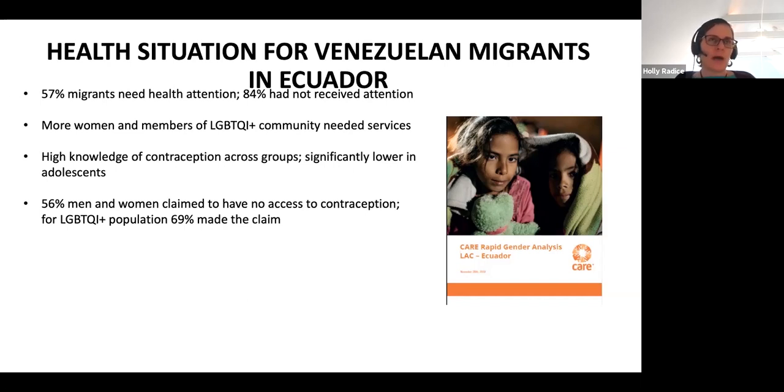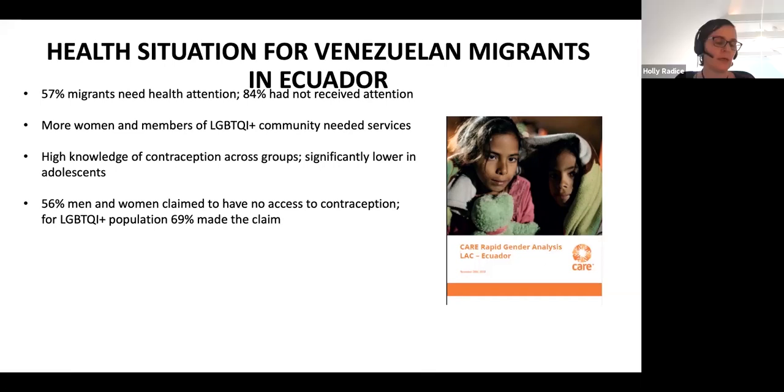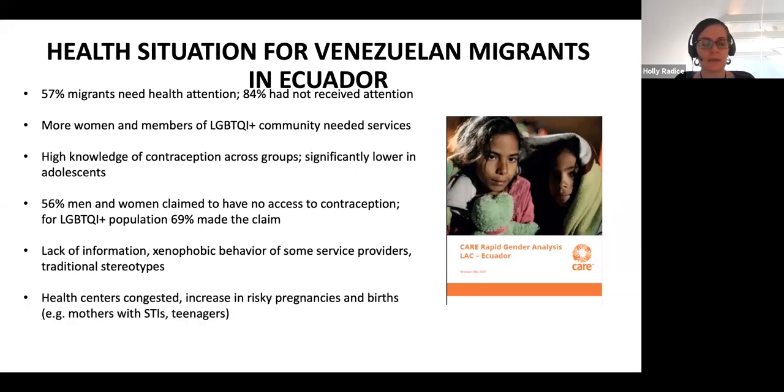Looking at some of the reasons why, what were the barriers, and these have been mentioned in Fernando's and Andre's presentations already, but bringing it to the Ecuador context, they related to lack of information about the Ecuadorian health system among Venezuelan migrants, xenophobic behavior on the part of some of the service providers, and some traditional stereotypes that created barriers to who would go and look for certain types of services. And lastly, we spoke to health professionals who also pointed to congested health centers, and they noted an increase in risky pregnancies and births, such as teenage mothers and mothers with STIs. Next slide, please.